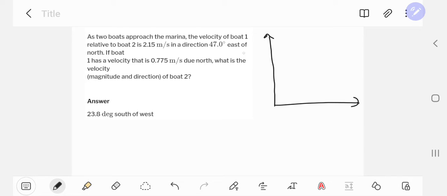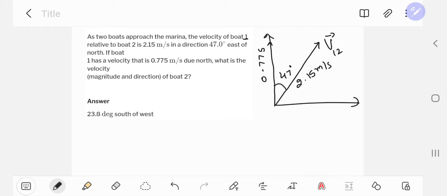So that means boat one has a velocity of 0.775 due north. This direction is the north, and that direction has a velocity of 0.775, which is the y-axis component. And the second velocity is 1 relative to 2, at 47 degrees east of north. So east of north is somewhere right here. I will say this is the direction, 47 degrees, the direction of v12, boat 1 relative to 2, given as 2.15 meters per second.